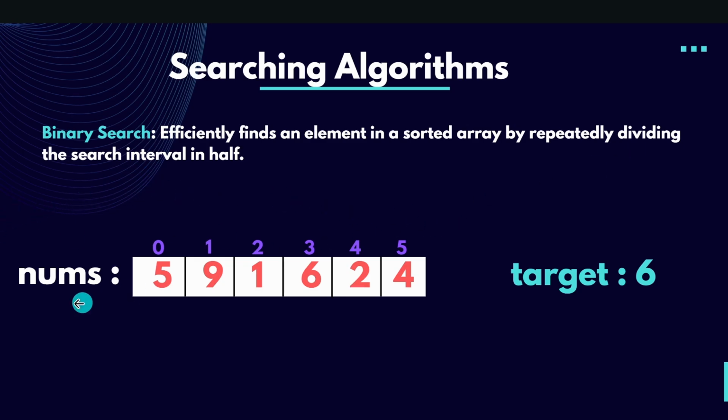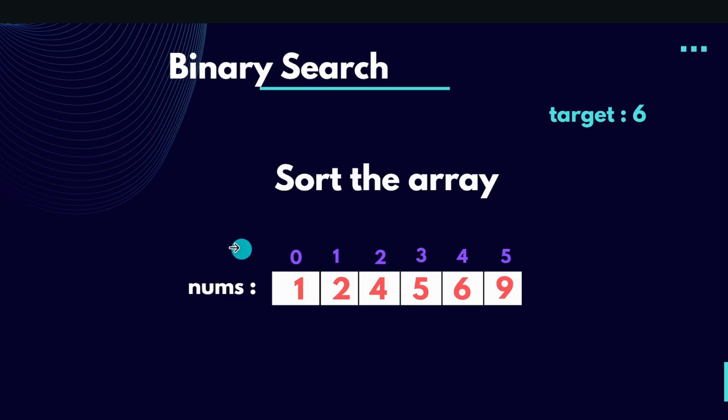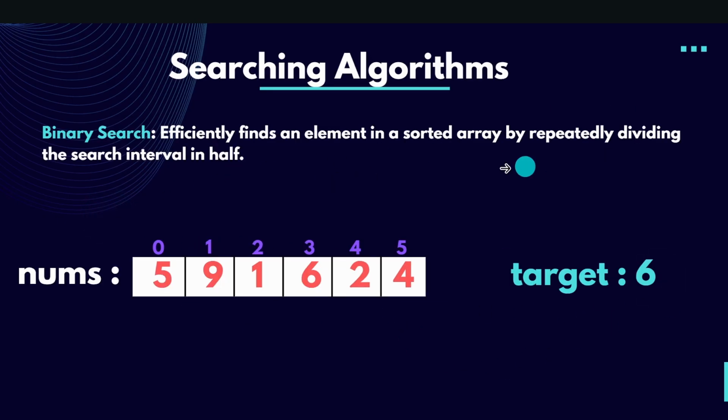What is meant by this is, if you have an array called nums, as you know, the array is 0-based indexing. In the same fashion, if you also want to find the target, how will you do that? First of all, you need to sort the array, because it is already mentioned here: on the sorted array. The array is not sorted: it is 5, 9, 6, 1, 6, 2, 4. So it should be sorted first.